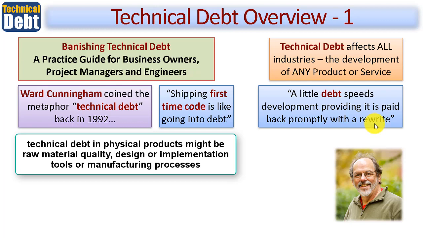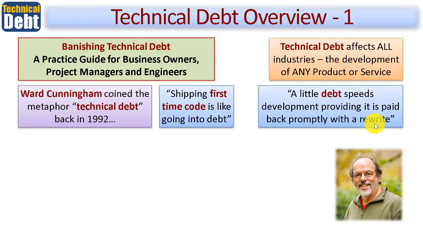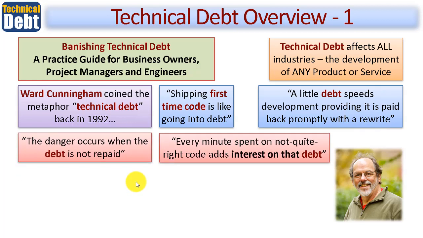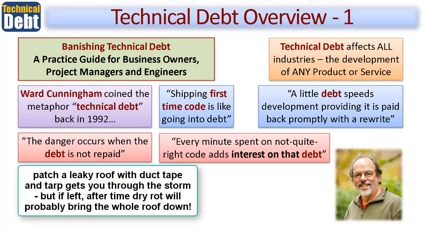I'm sure you can think of various examples that you've noticed or used or even worked upon, in that very often the first version of something that's shipped out, anything from an automobile to a kitchen utensil or even rocketry, as each launch proceeds, pun intended, then you will get better and better at whatever it is you're creating. The danger occurs, said Ward, when the debt is not repaid. You see, every minute spent on not quite right code adds interest on that debt.